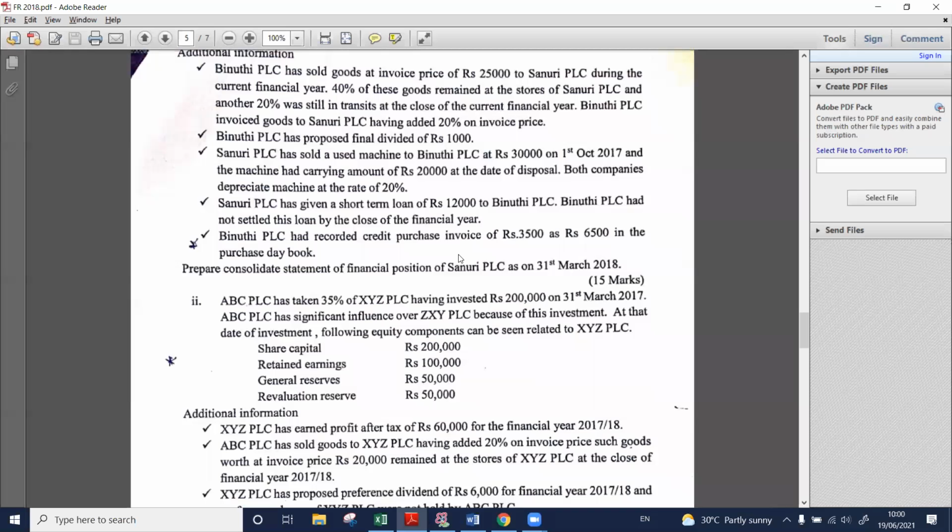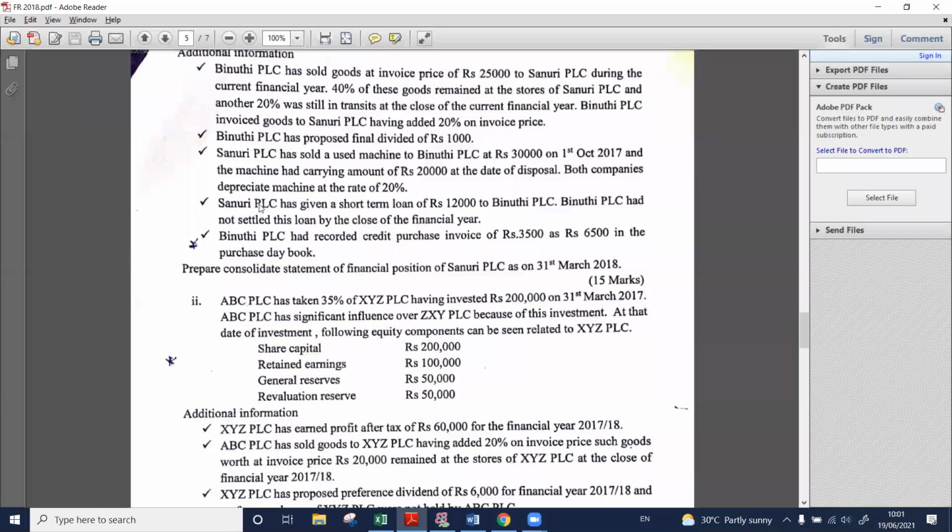The intercompany sales of assets. We have done the treatment. The unrealized profit amount we have found and passed the double entry. Apart from that, we have computed the over depreciation value and passed the double entry there.